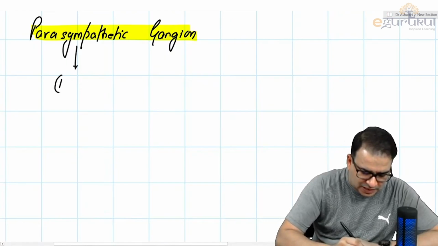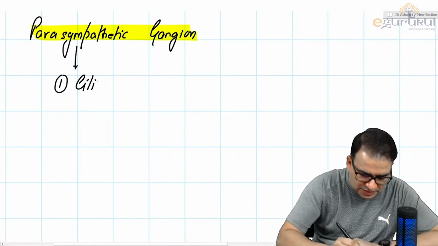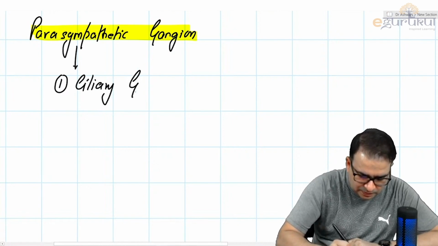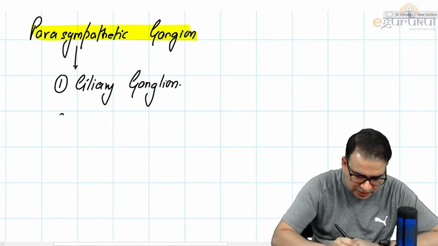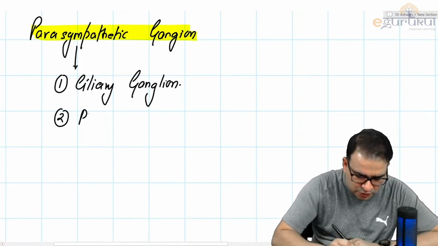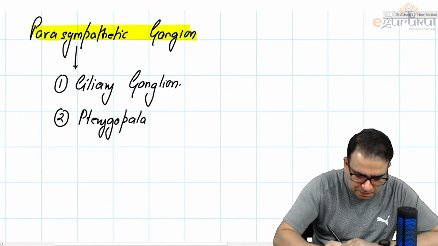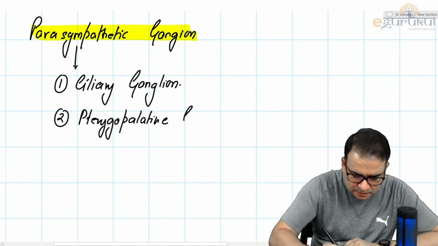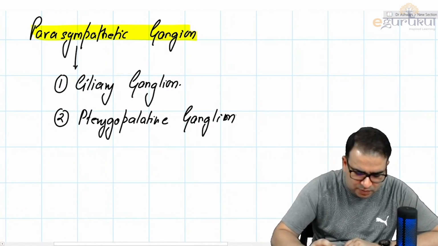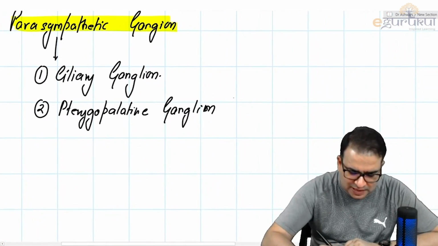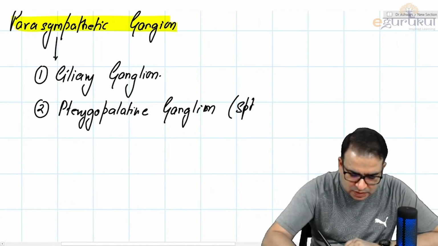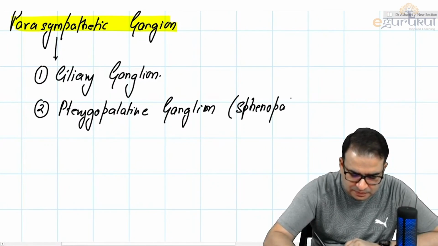The 4 parasympathetic ganglions are: number 1, the ciliary ganglion. Just write down the name for now, ciliary ganglion. Then we have a ganglion which is called the pterygopalatine ganglion, guys. This is also called the sphenopalatine ganglion.